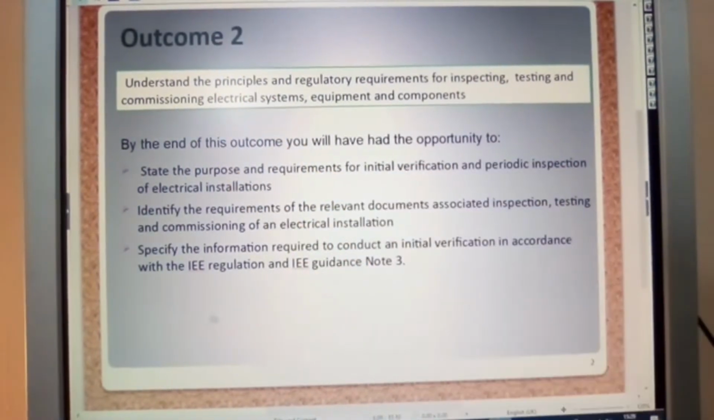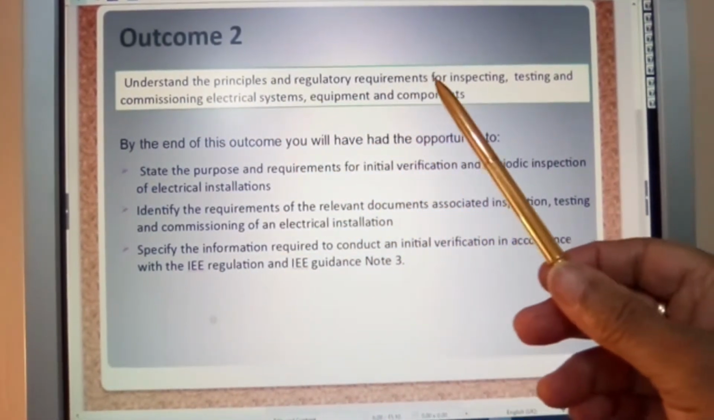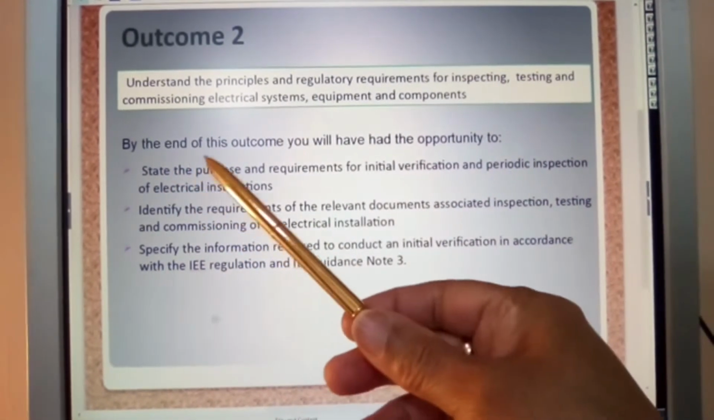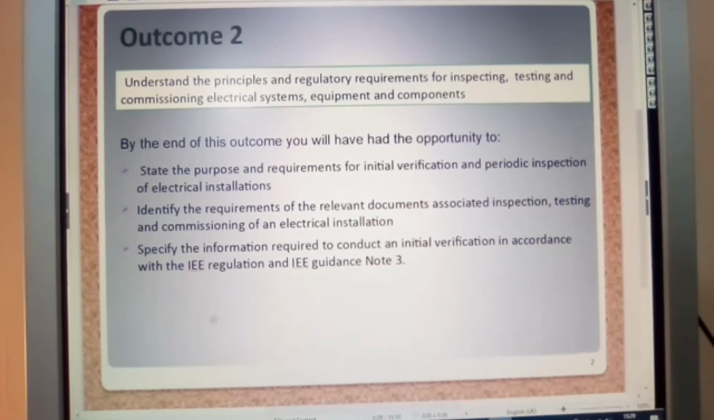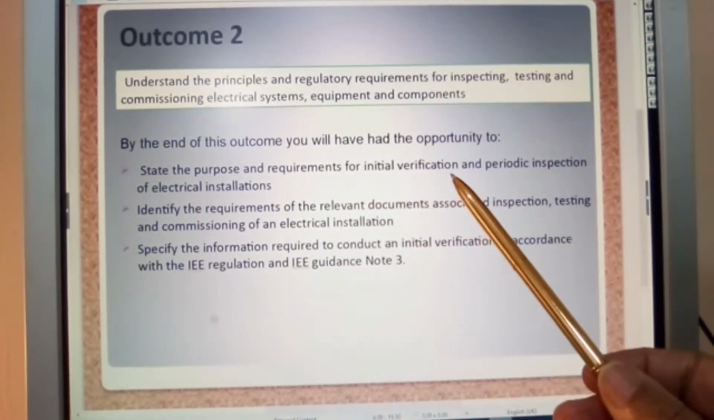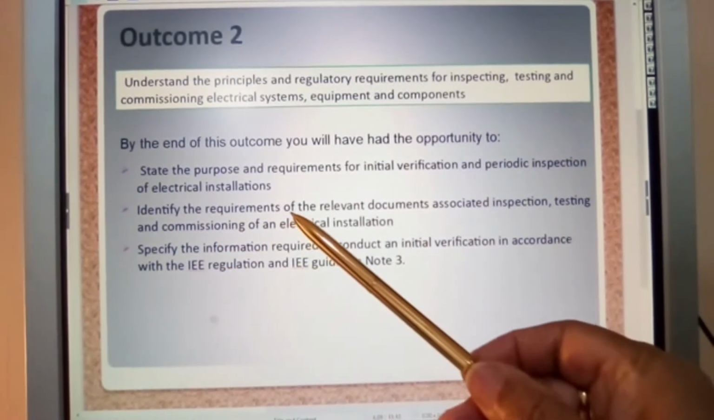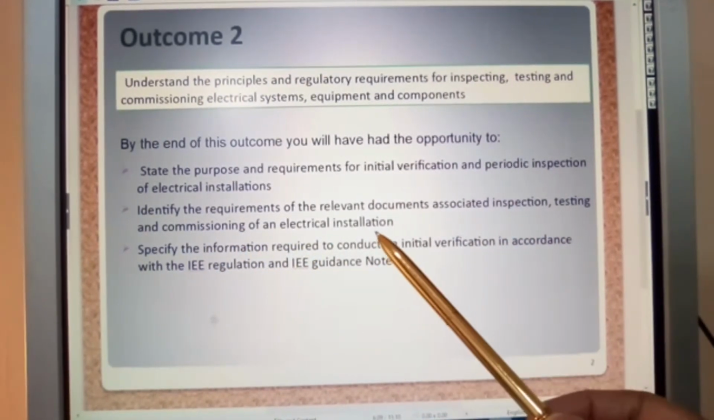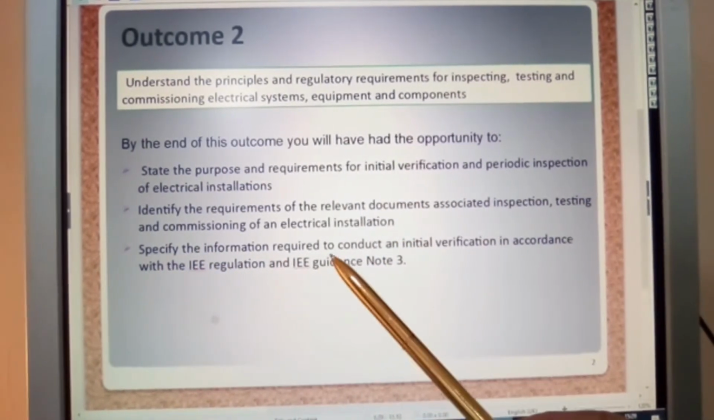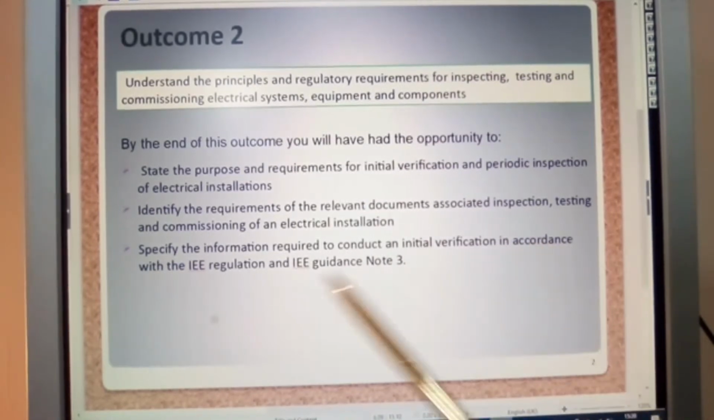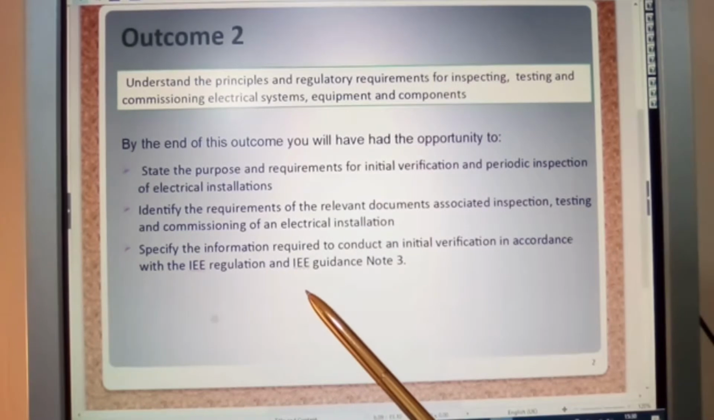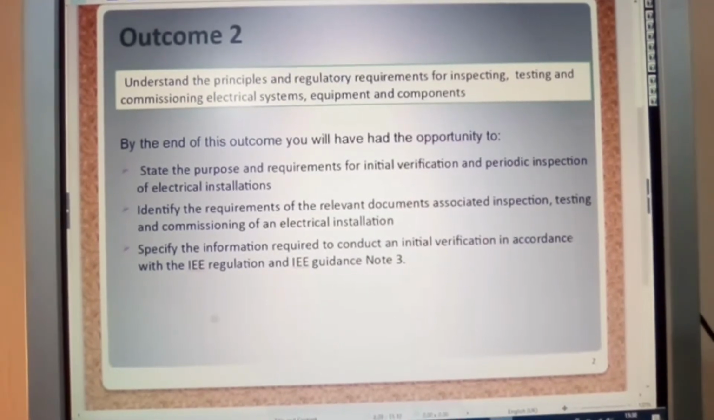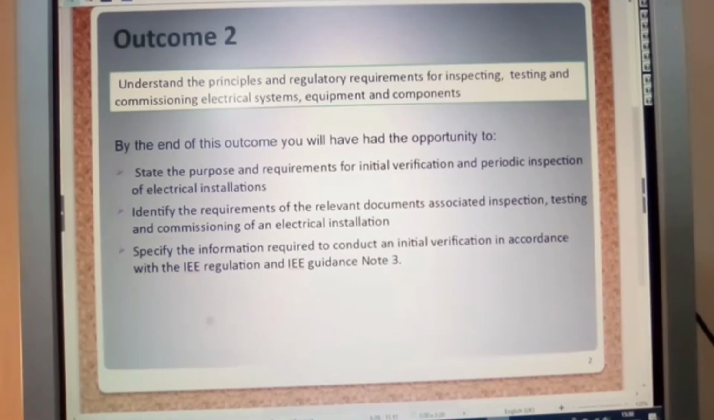Now we're looking at outcome two, okay? Understand the principles and regulatory requirements for inspecting, testing, and commissioning electrical systems, equipment, and components. By the end of this outcome, you will have had the opportunity to state the purpose and requirements for initial verifications, etc. Identify the requirements of the relevant documents associated with inspection, testing, and commissioning of an electrical installation. Specify the information required to conduct an initial verification in accordance with the IEE regulations and IEE guidance notes. Please note IEE and IET, Institute of Electrical Technology, is relevant to this in every way, okay?